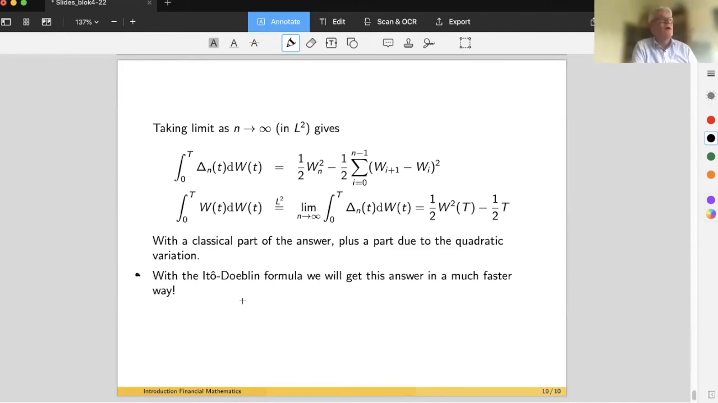That is then a rule to do the integration, and we will see that in the next video.